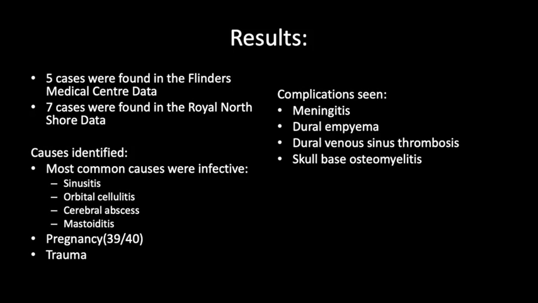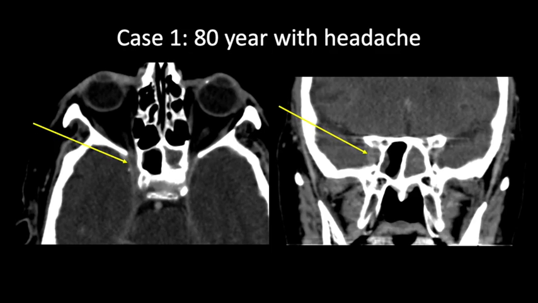So overall, 5 cases were found in the Flinders Medical Centre data and 7 cases were found in the Royal North Shore data. The most common causes were infective, particularly sinusitis and orbital cellulitis. We did find 1 case related to pregnancy, so in that peripartum period, and another case related to trauma. The complications that we saw in these cases were meningitis, dural empyema, further dural venous sinus thrombosis, as well as skull-base osteomyelitis. So looking now at some of those key imaging findings.